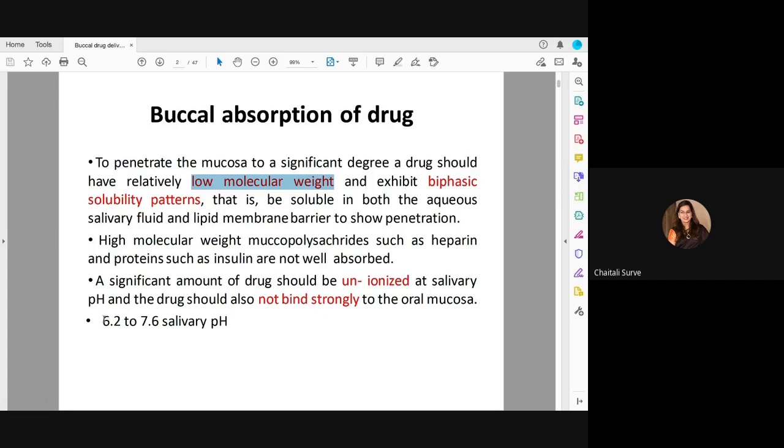And we should all be aware that the salivary pH is between the range of 6.2 to 7.6. So we should try and finalize our drug or the dosage form which we are talking about, such that it is around this pH. Okay.